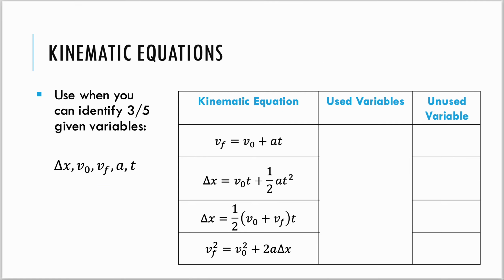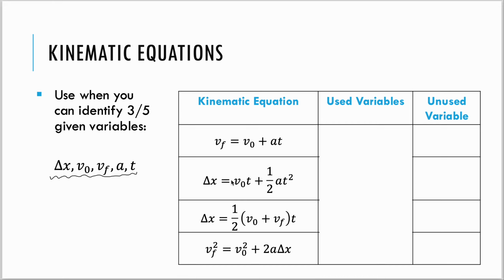Next up are the kinematic equations. We use these to solve problems involving motion. How do we know when to use these? Well, if you can identify 3 out of these 5 variables in the problem that you are given, and you're looking for another one of these, that's going to be a really good indication that that problem will use the kinematic equations.